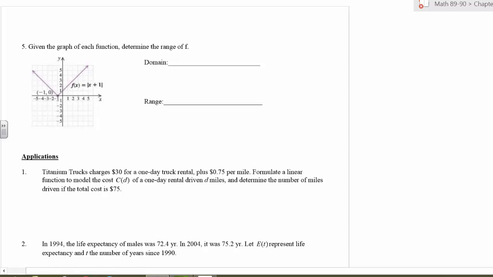And actually we're being asked the domain too. So what is the domain? What's the leftmost point and the rightmost point? Well, this graph goes left and right forever. So the domain is going to be all x such that x is a real number.